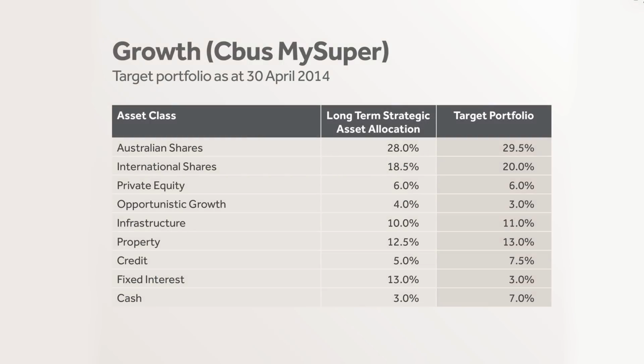Tim, what does the current target portfolio look like for the growth option? Relative to the long-term strategic asset allocation, the growth option currently has moderately higher exposure to growth assets. This mainly reflects higher exposure to Australian shares and also international shares. The growth option currently has a lower exposure to purely defensive assets in aggregate, i.e. cash and fixed interest. Tim, how has the growth option performed over the financial year to date?